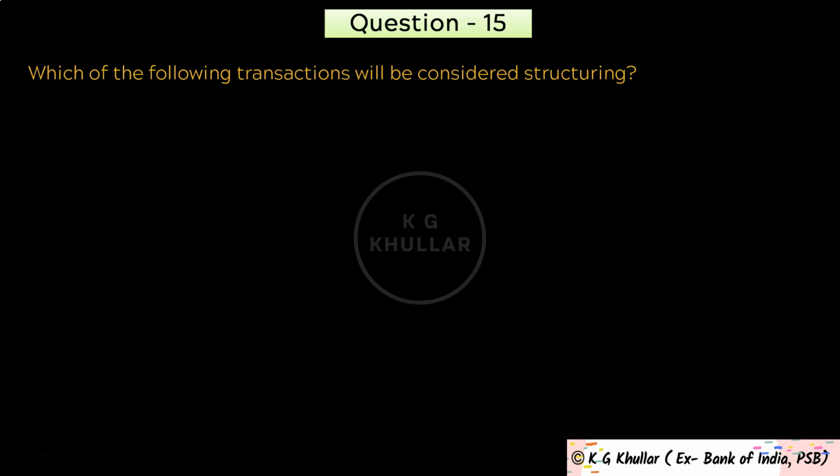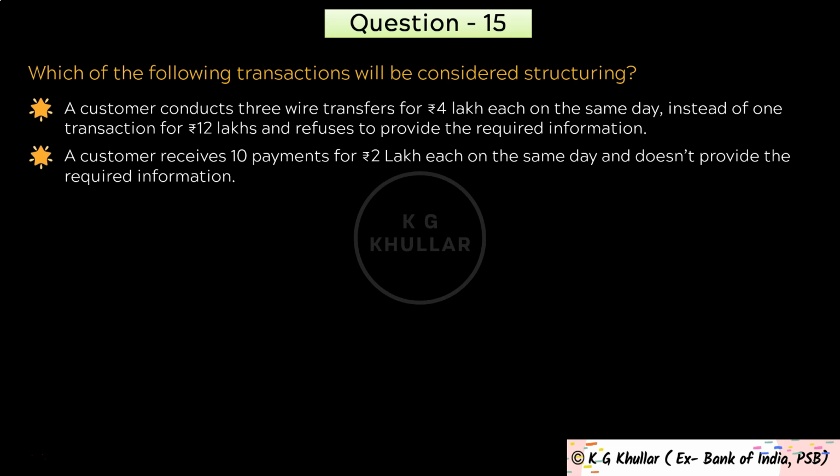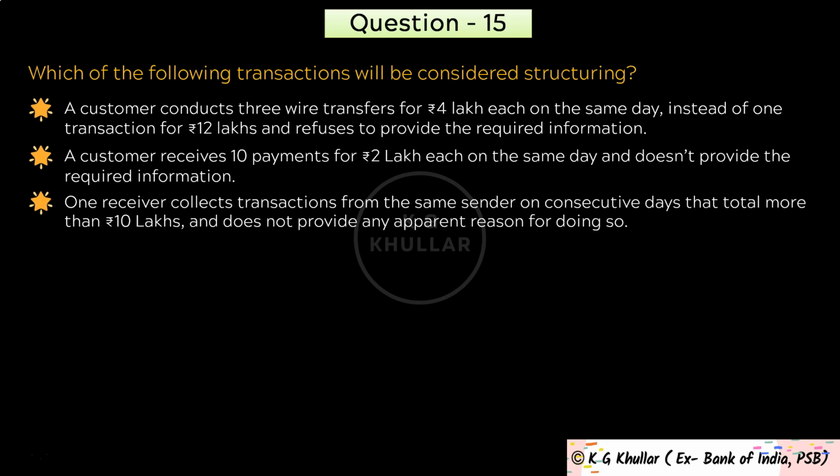Next question is, which of the following transactions will be considered structuring? And the first option is, a customer conducts 3 wire transfers for Rs 4 lakh each on same day instead of one transaction for Rs 12 lakhs and refuses to provide the required information. Then second option B is, a customer receives 10 payments of Rs 2 lakh each on same day and doesn't provide the required information. Then third option C is, one receiver collects the transactions from the same sender on consecutive days that total more than Rs 10 lakhs and doesn't provide many apparent reasons for doing so. And last option D is all of the above.